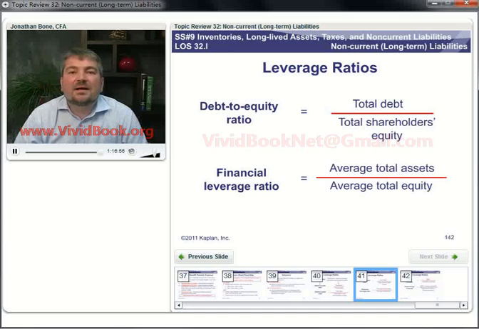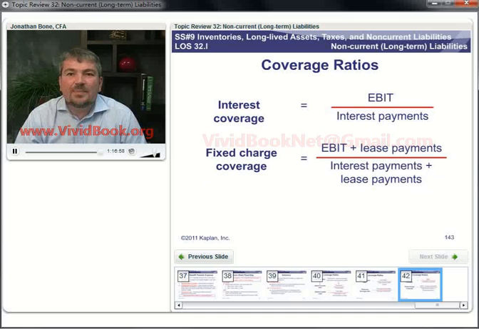Interest coverage, our classic interest coverage, is EBIT, operating profit, divided by interest payments. Remember the fixed charge coverage says, what about lease payments as well? All of our fixed costs. So it takes EBIT and adds back lease payments on the numerator, and it takes interest and adds lease payments to them on the denominator.